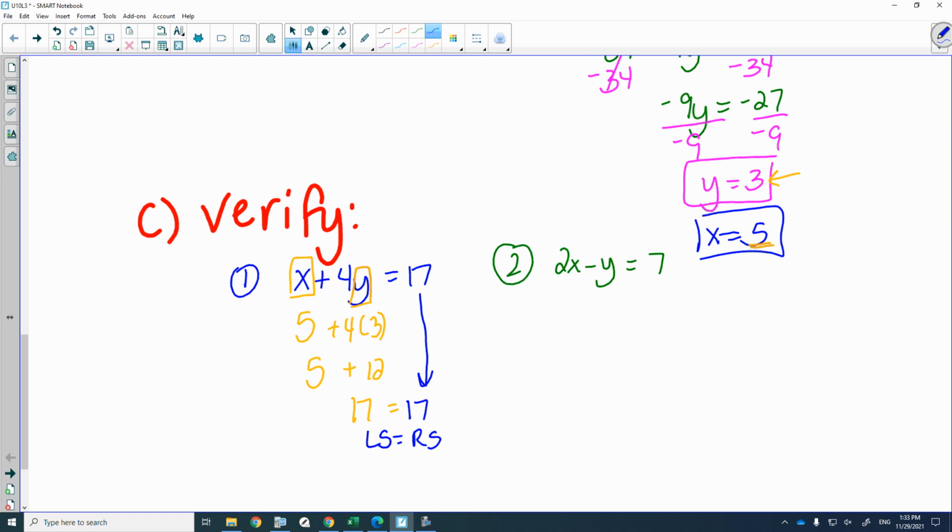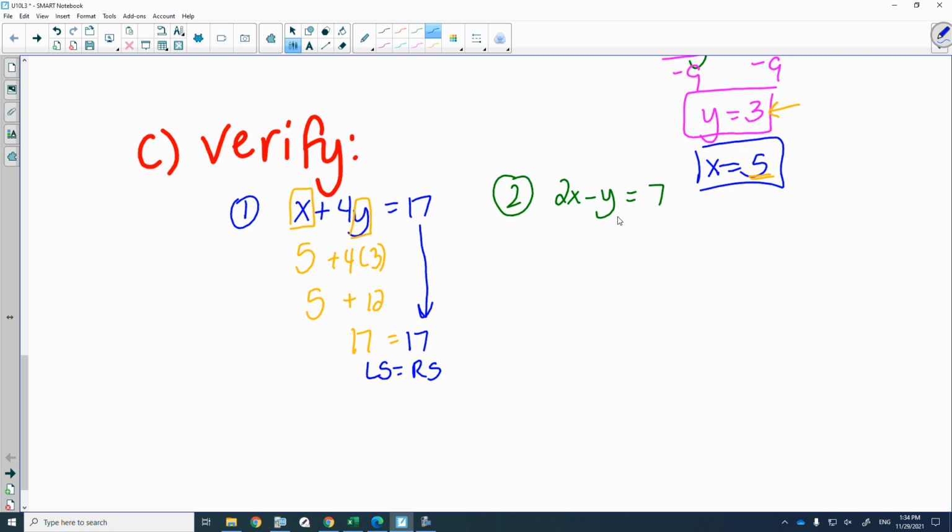It has to work for both systems though. So then you'd have to check this system. Because when we get to the real life examples, I will show you where it will work in one system and it won't work in the other. It's going to be like money questions. So this one, take the x out, put in 5. So 2 times 5 minus, take that out and put in 3. 10 minus 3, 7. Left side equals right side.